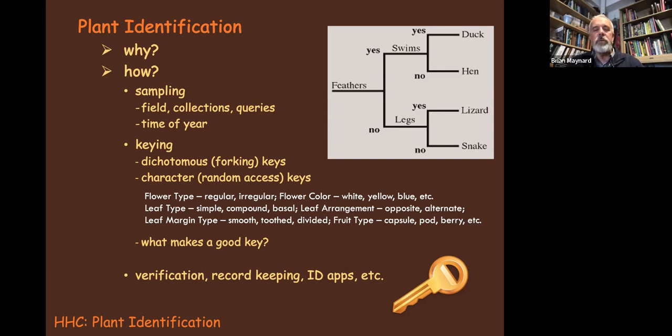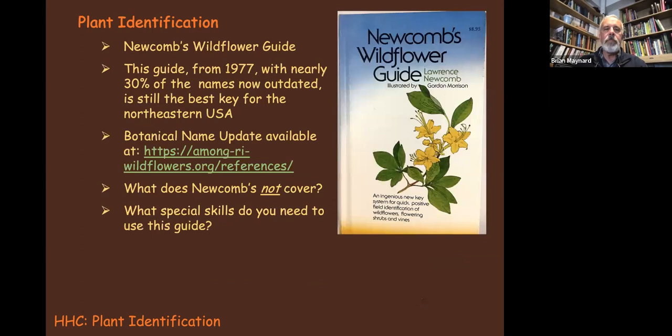And again, it's really important to verify the identities that these apps tell you without just assuming that the apps are 100% correct. And that often means knowing how to use a key or a field guide as part of that verification process. So hopefully you'll gain today not only appreciation for Newcomb's Wildflower Guide, which I'll introduce in a minute, and GoBotany, but you'll also gain an appreciation for how technical and how important it is to be correct in identifying plants.